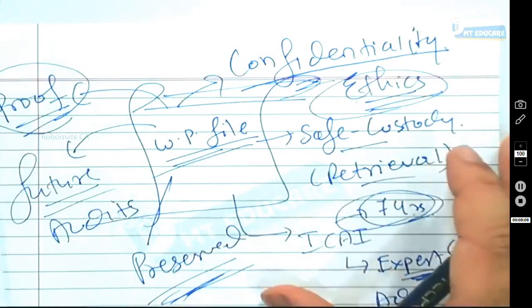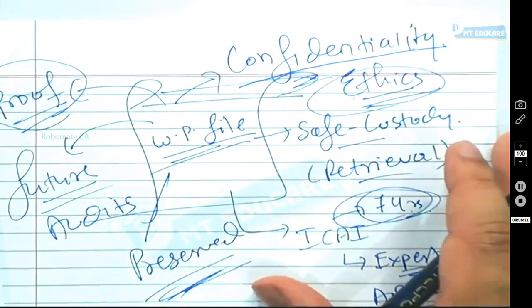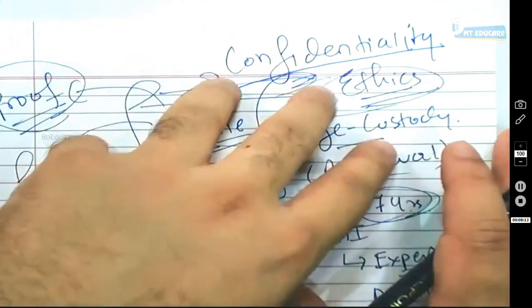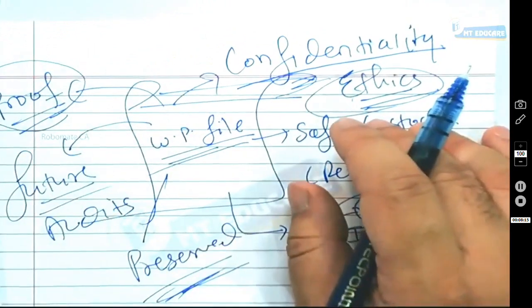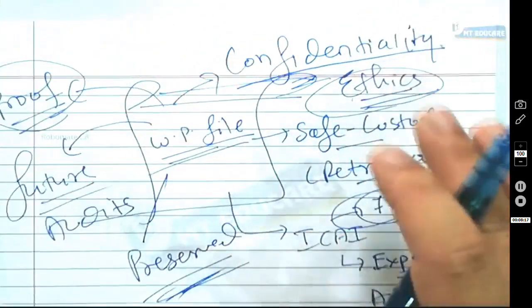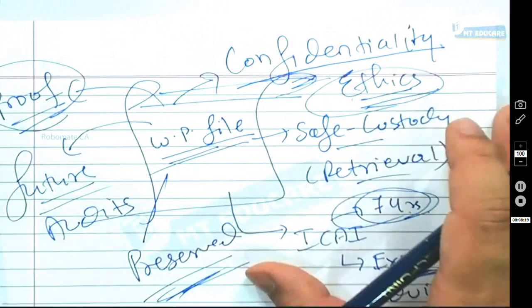If you are an ethical person, if you know how to perform audits ethically, then you will never do this point. People don't disclose what working papers they have. So that is something called maintaining confidentiality of working papers.